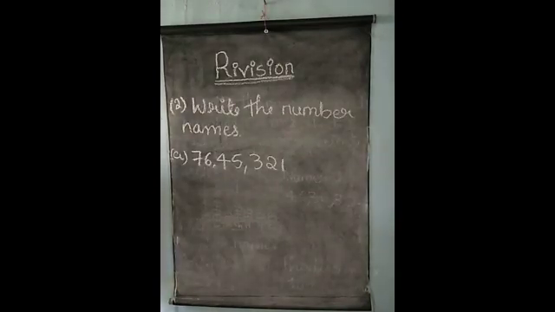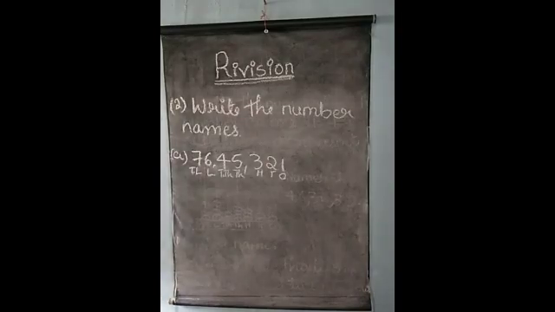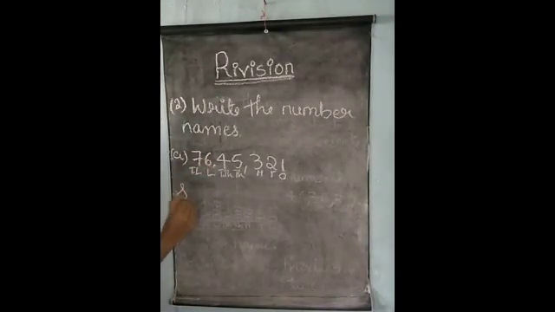Moving on towards the next question. Write the number names. Here first we label the places. Ones, tens, 100, 1000, 10,000, lakh and 10 lakh. Here 7 at 10 lakh place and 6 at lakh place. 10 lakh and lakh place constitute the lakhs period. So we call it 76 lakhs.